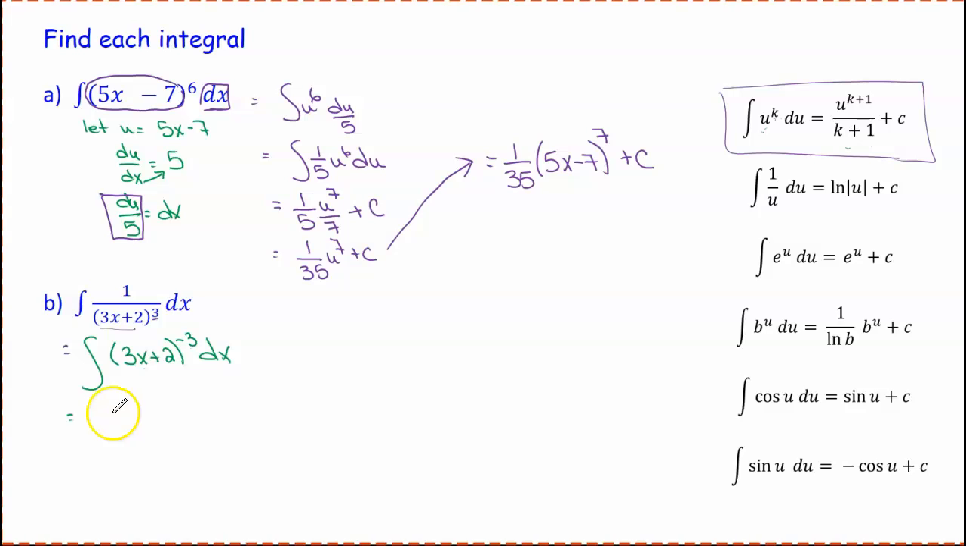So what I'm going to do is let u equal 3x plus 2. U is always the polynomial. Taking the derivative, du over dx. Derivative of 3x is 3. Derivative of 2 is 0. I must now solve for dx. So multiply the dx over, divide off the 3, and I have du over 3 equal to dx.